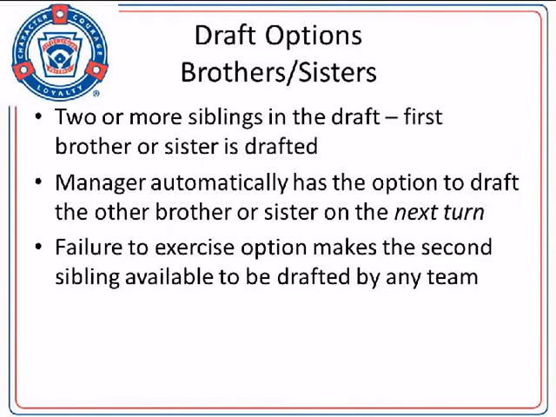Draft options for brother-sisters. If 2 or more siblings are in the draft, the first brother or sister is drafted. The manager automatically has the option to draft the other brother or sister on the next turn. Failure to exercise this option makes the second sibling available to be drafted by any team.